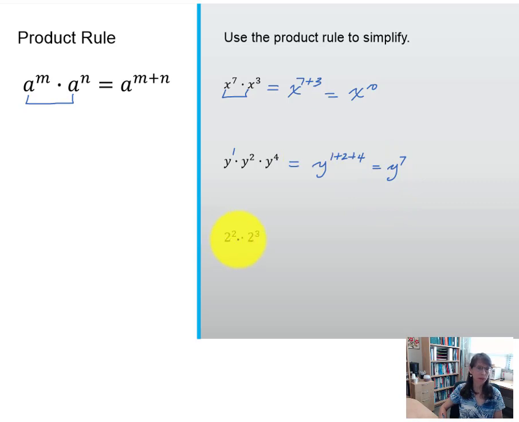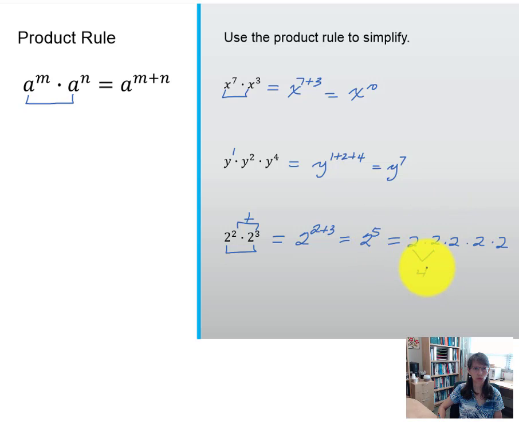In our next example, notice this time the base is not a variable, it's a number. As long as those numbers are the same, we're still following the product rule. So the product rule says to keep the common base. In our situation, it's 2. And then you add the exponents, 2 plus 3. So that means 2 is raised to the power of 5. Since 2 is an actual number, we can further evaluate this problem. So it means 2 times 2 times 2 times 2 times 2. So you can either do this on your calculator or work it out by hand.